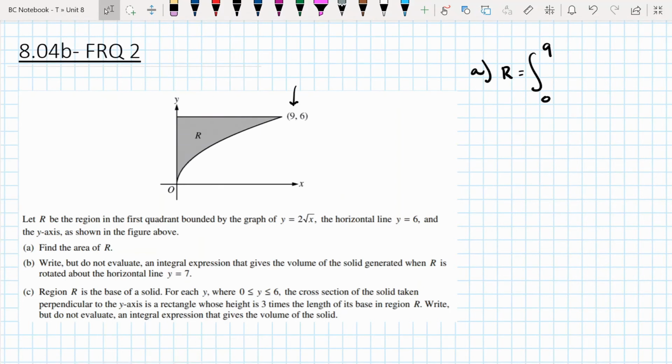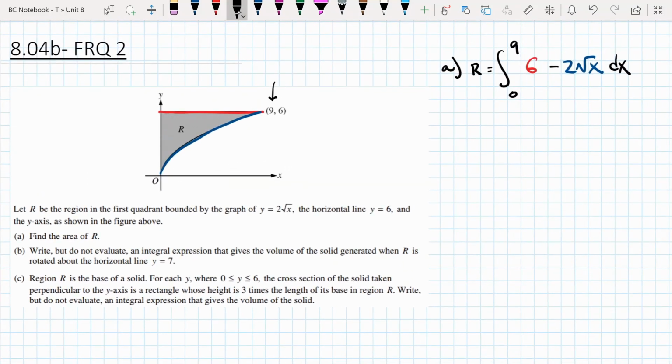And we're going to evaluate this integral to be the upper function minus the lower function. Well, the upper function is the horizontal line 6. That's this right here. And we're going to subtract the lower function, which is 2 root x, so minus 2 root x. So now it's just the same exact question as the first question in FRQ 1, except the integration is going to be a little bit easier for this one. So we end up with 6x minus, well, this is 2 times x to the 1/2. So we end up with 2, I'll write it like this, x to the 3 over 2 over 3 over 2. And let's just simplify this.